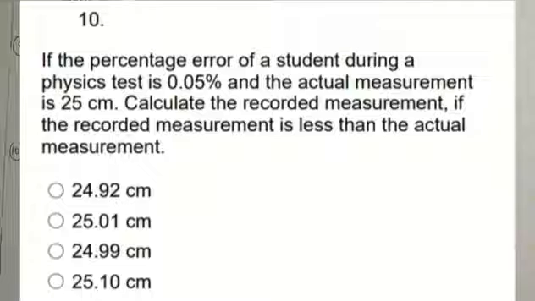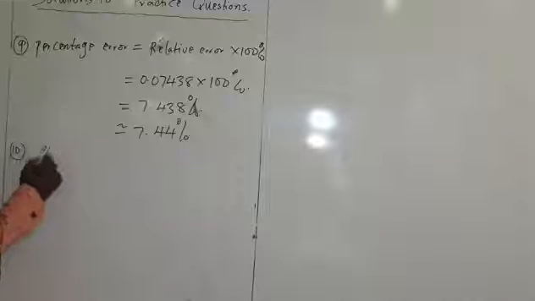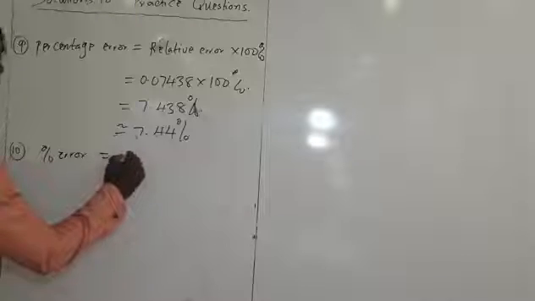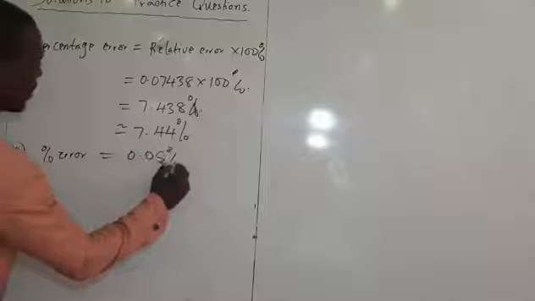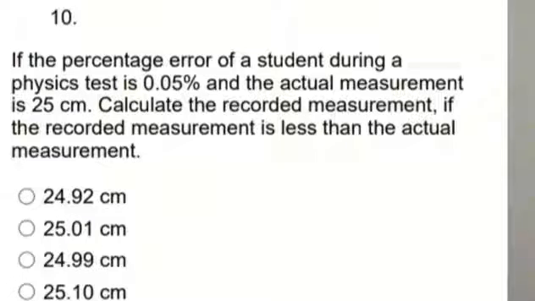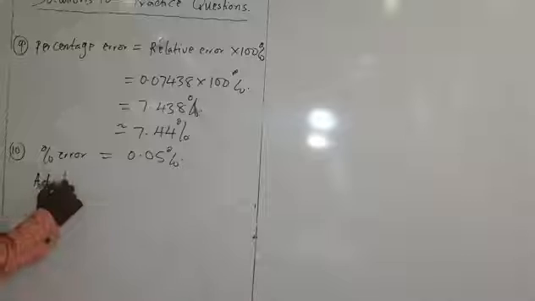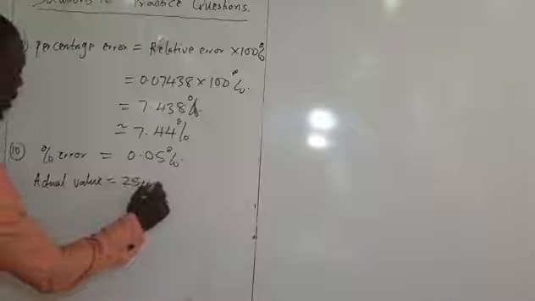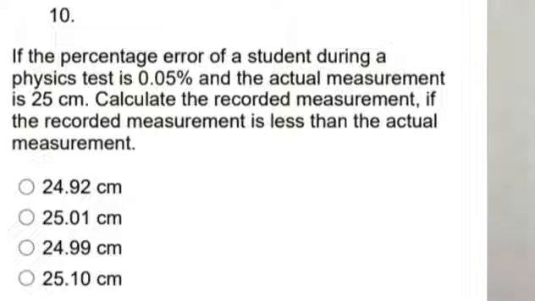Question number 10. Question 10 says, if the percentage error of a student during a physics test is 0.05%. So the percentage error was given here: percentage error equals 0.05%. And the actual measurement is 25, so we are given the actual value to be 25 centimeters. Then calculate the recorded measurement.